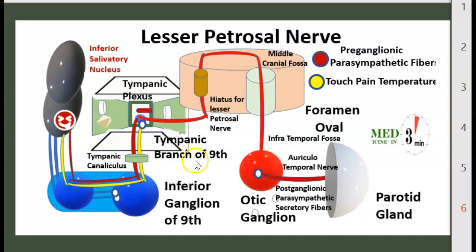And they go through a bony inferior tympanic canaliculus to emerge in the floor of the middle ear and they go through the tympanic branch. This is the tympanic branch of the glossopharyngeal nerve, where the lesser petrosal starts. The lesser petrosal starts from the promontory here.